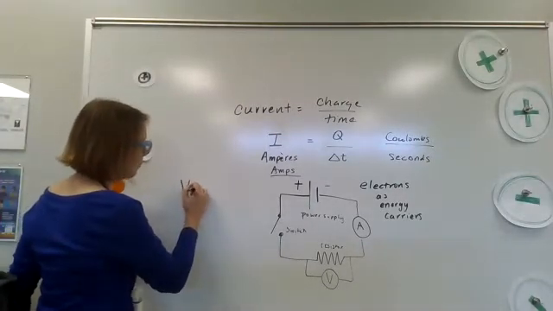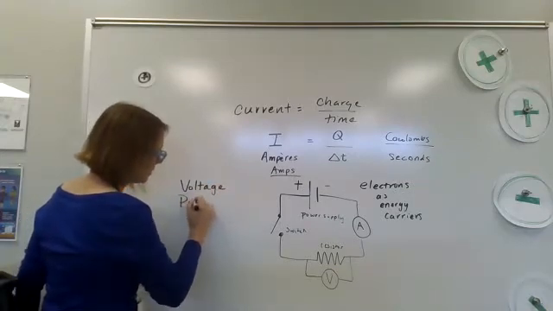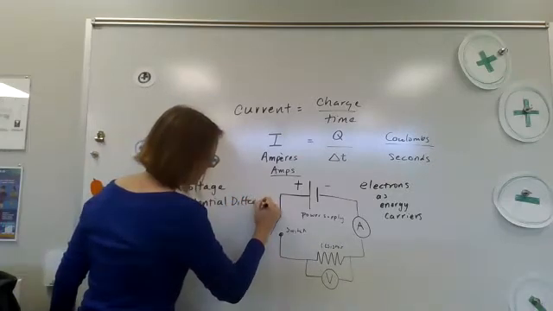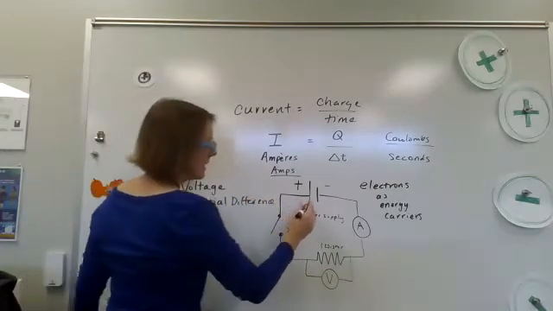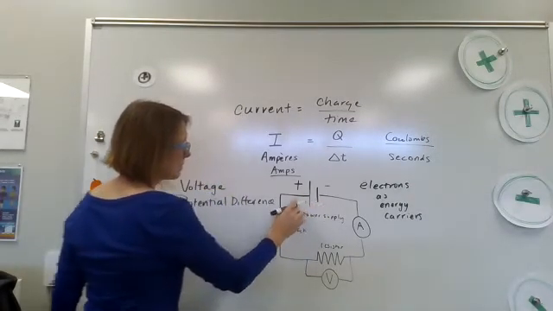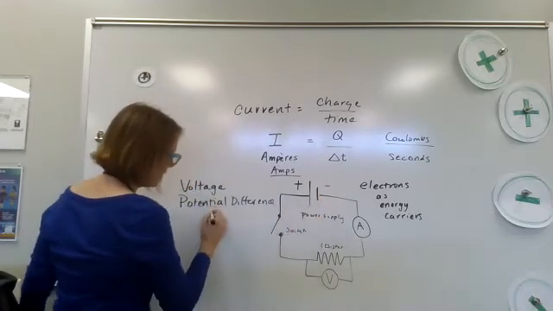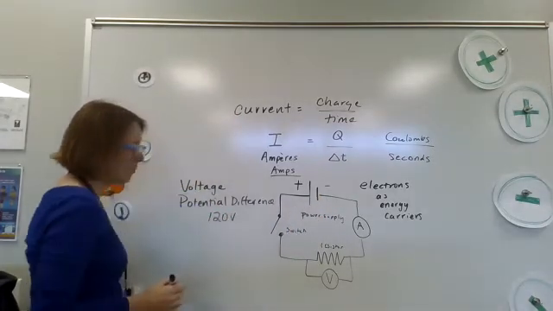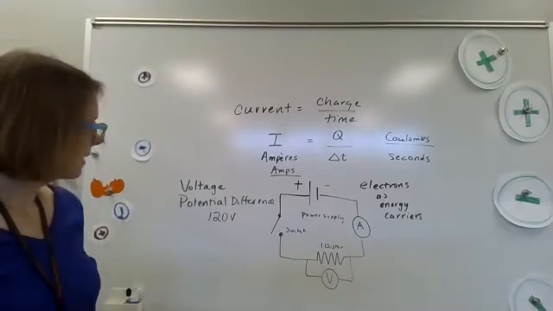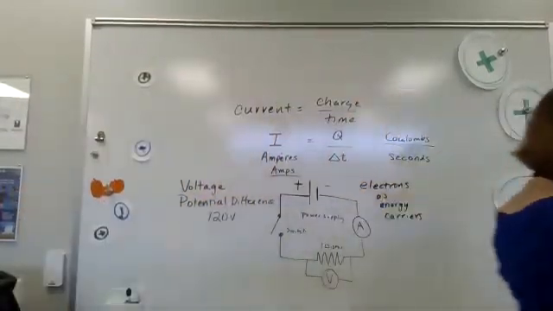Okay, another thing we know about is voltage, which is also called potential difference. And what we would say is that there is a voltage across this power supply. If it were plugged into the wall, most wall circuits have a voltage of 120 volts. When I've got a little power supply like that, it's much smaller than that.